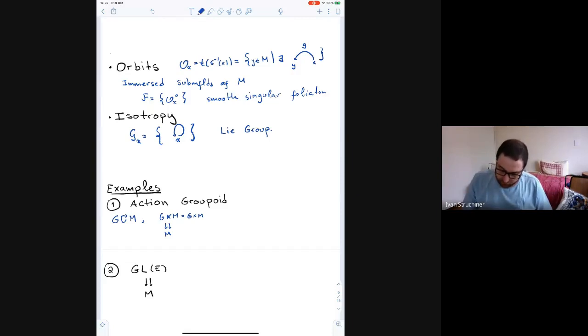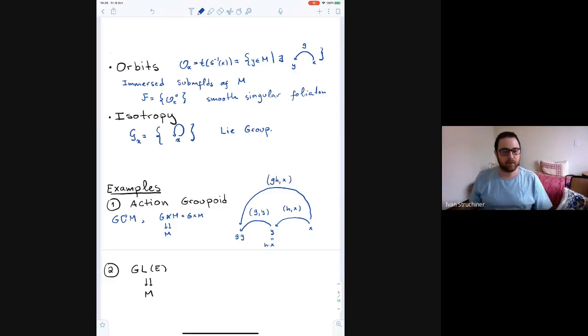And the way you think of it is that a pair (g, y) is just an arrow starting at y. So the source is y and the target is g times y, using the action. And then if you have another arrow (h, x), such that y is h times x, then you can multiply them and the product is just (gh, x). So I guess you can guess the inverse and the identities out of this.